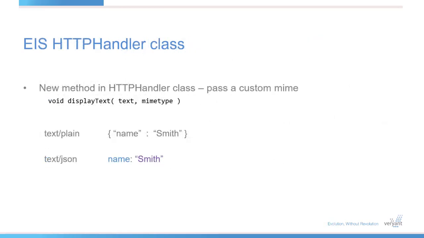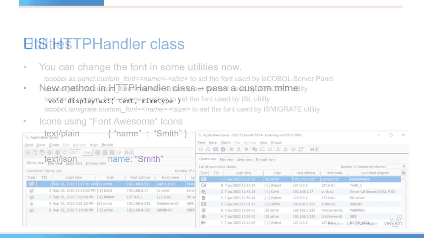In EIS, the display text method has a new signature that specifies a MIME type. The default MIME type is still text plain, but if you build XML or JSON streams using the string statement instead of our internal runtime classes, those are the ones that use the isIdentified clause in your data description, you can still use the corresponding MIME type, either text XML or text JSON, to get a better text display. And you see the text plain for a JSON up there in the top. And then when you set text JSON, you can see how it's a more clear display.